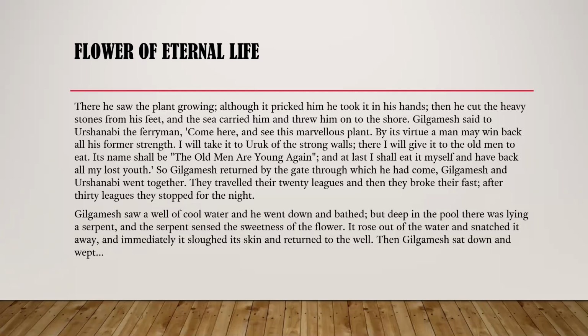But deep in the pool there was lying a serpent, and we can find also some parallels with the biblical account. And the serpent sensed the sweetness of the flower. It rose out of the water and snatched it away, and immediately it sloughed its skin and returned to the well. Then Gilgamesh sat down and wept. So Gilgamesh tried to find this eternal life, and he thought that he almost found it, and finally the serpent took it away, so there was no flower anymore. And it is a kind of a parallel with the book of Genesis chapter 3.